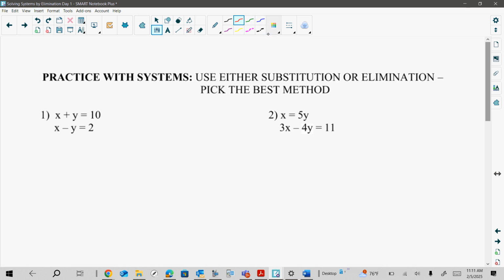They want you to use either substitution, guys. Substitution is when you have an x equals or a y equals. We have an isolated variable. Or they want you to use elimination. This is when the terms are lined up, and we're looking for opposites.